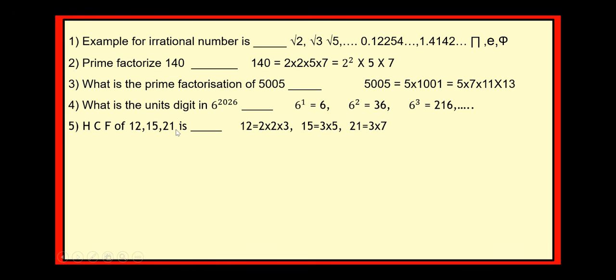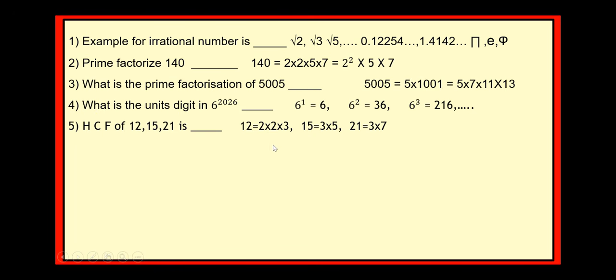HCF of 12, 15 and 21. You can write 12 as 2 into 2 into 3. You can write 15 as 3 into 5. And you can write 21 as 3 into 7. Okay, now we have to find the HCF. HCF of numbers is nothing but the product of the smallest powers of each common prime factor. If you observe all these three prime factorizations, you can find only 3 as a common prime factor. So the HCF of all these three numbers is 3 only. The HCF of 12, 15 and 21 is only 3.